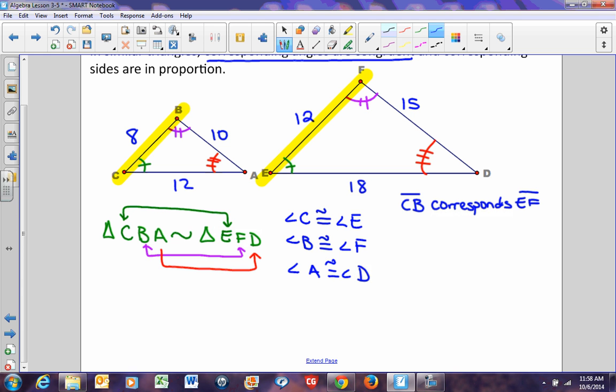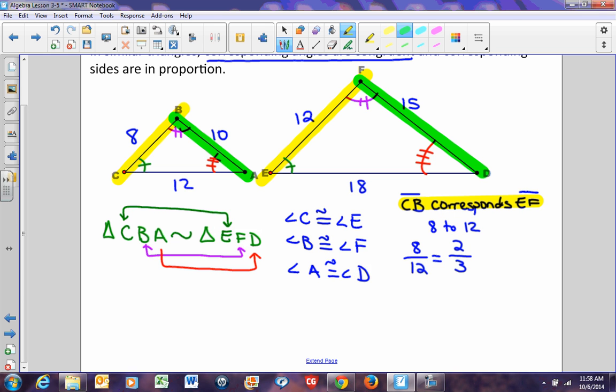That's in a ratio of 8 to 12, or as a fraction, 8 over 12. We can reduce that. 4 goes into 8 twice, and 4 goes into 12 3 times. It's a 2 to 3 ratio. If this triangle were to stay in proportion, all of the corresponding sides would have to be in the same proportion. So we already have those two sides. Let's take a look at another set of sides. Let's take a look at B to A, and that has to correspond to F to B. Okay, so BA corresponds, I'm going to abbreviate that, to FB.